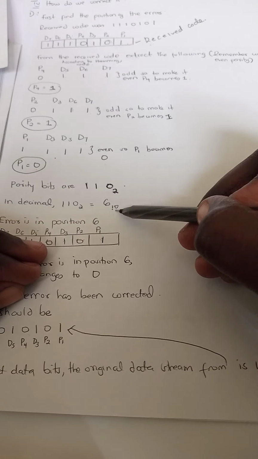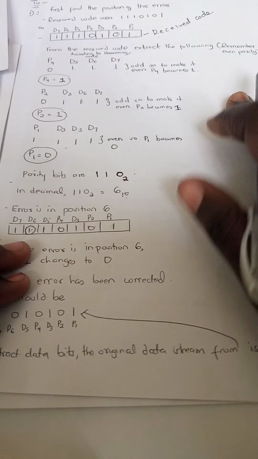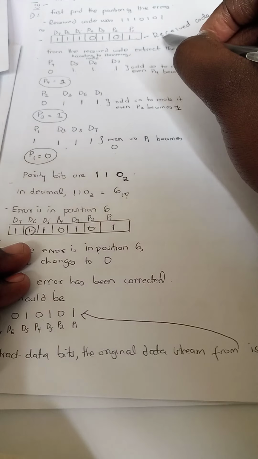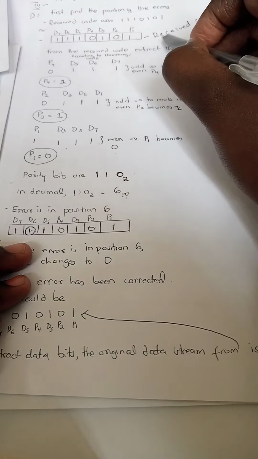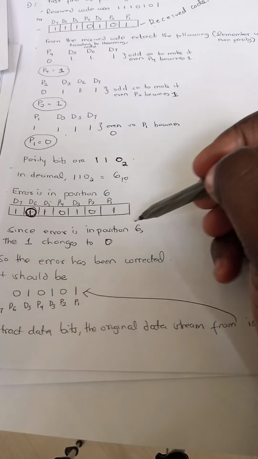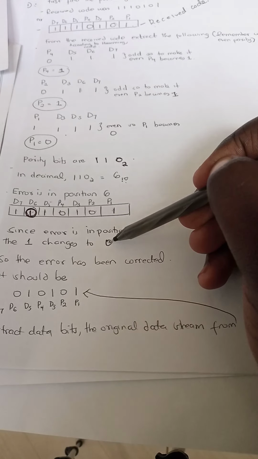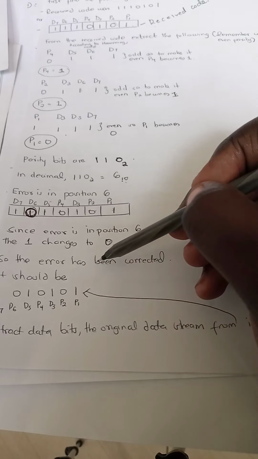Is 6. Yeah. So we go to the received code. The data bit in position 6 is where the error occurred. So looking at this, we have position 6, we have a 1. So this is where the error occurred. Since it's a 1, the correct bit will have been 0. Okay, so since the error is in position 6, the 1 changes to a 0. So the error has been corrected.